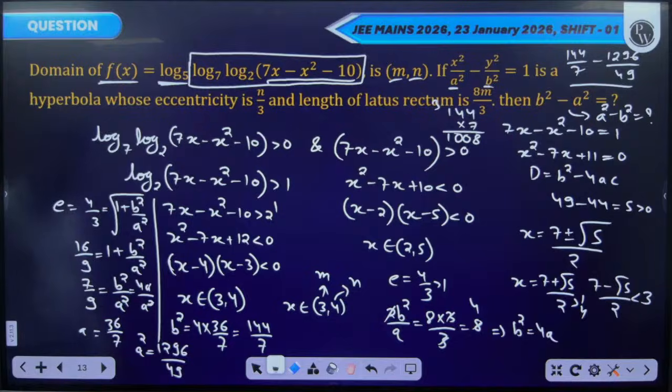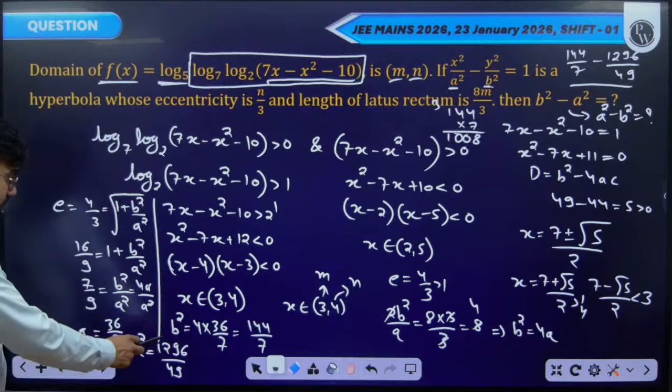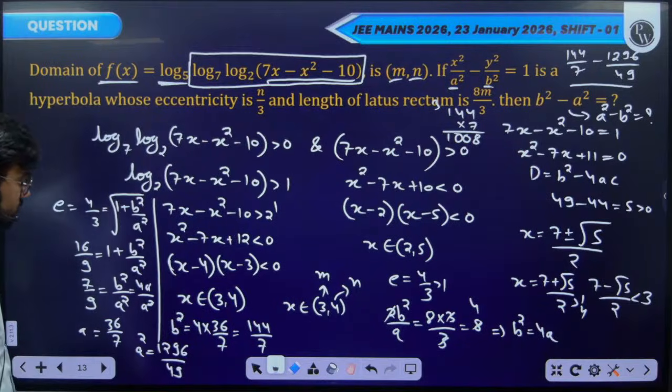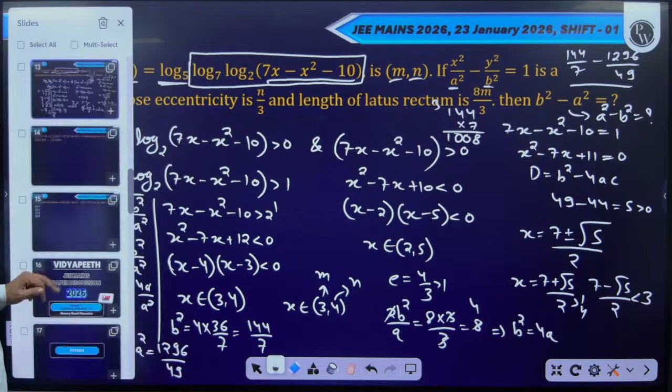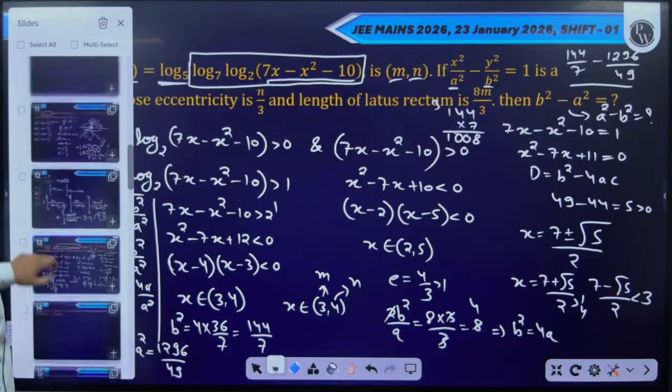So a is basically 36 by 7, that is correct. So the value of b square is 4 into 36 by 7, that is also correct. So we have to find a square minus b square. Just do the calculation and you will get the answer, right? This is the way. Now see one more question.